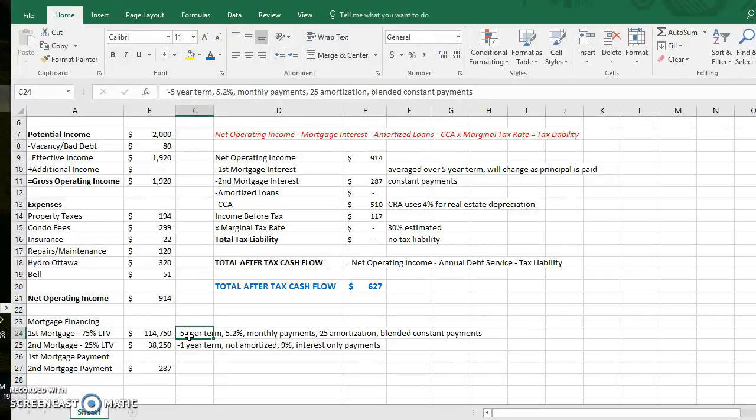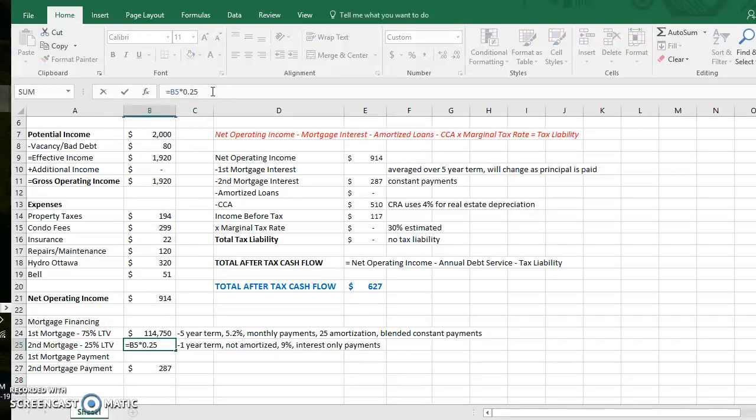It's a 5-year term at 5.2%, with monthly payments and a 25-year amortization, and it's blended constant payments, which is the same payment over the term and includes principal and interest. The second mortgage, you'll see up top, is B5 times 25%, which is the remaining 25% of the purchase price. For this, it's interest only, not amortized, at 9%, so the payments will be interest only. Your first mortgage payment, and I'm not going to get into the calculation, was $681 per month, and the second mortgage payment is $287 per month, again interest only.